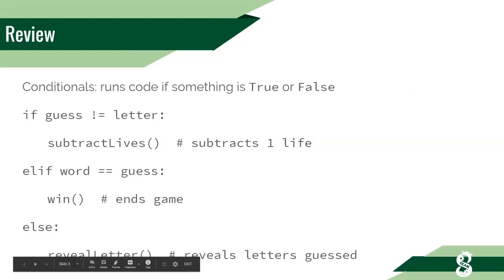And to create them, you have your if and then your condition. So in this case, we're checking if the guess is not equal to the letter. And if it's not equal, then we subtract the life because they got it wrong. And then otherwise, so if they got it right, or if the guess is equal to the letter, then they will reveal the letter. And this is just an example for if we wanted to do something else.